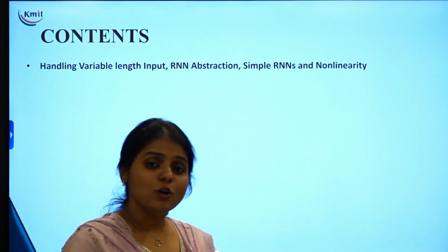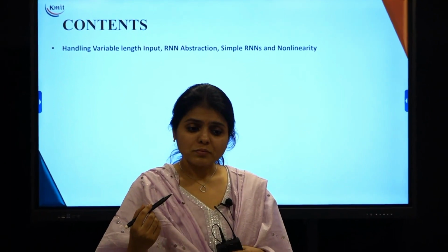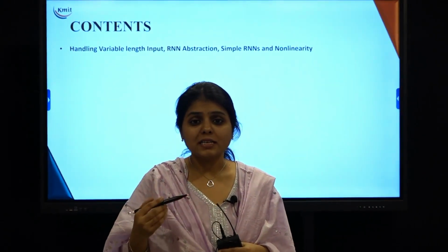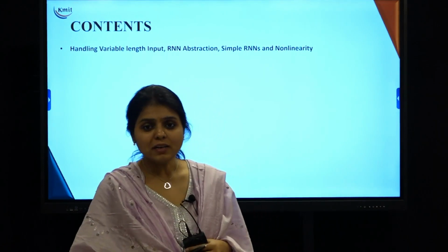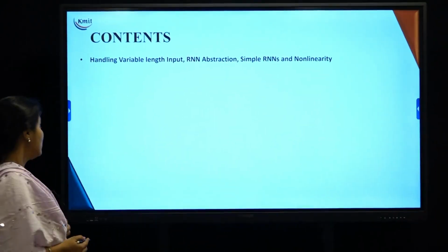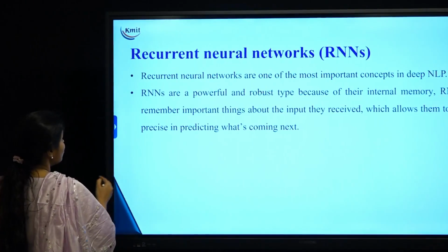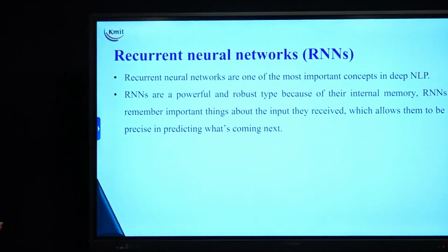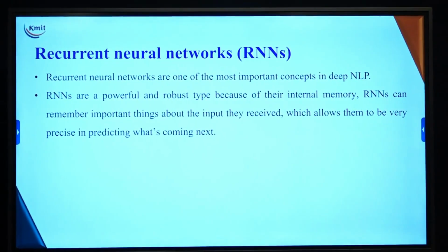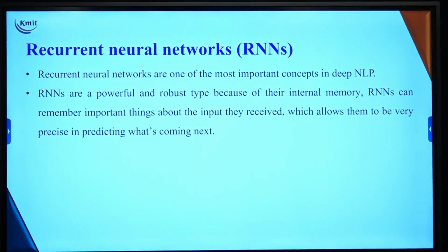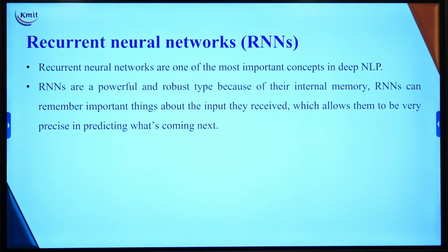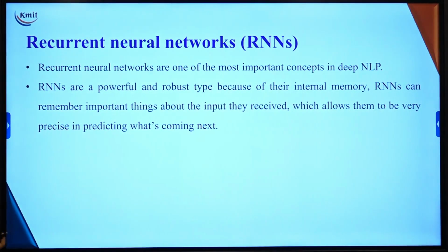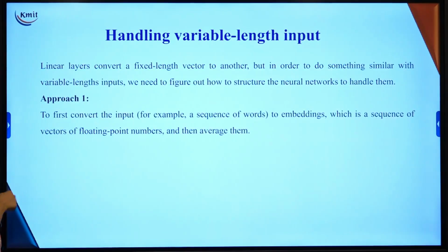We will also see what are the non-linearity problems that we encounter when we deal with simple RNN architectures. Now, starting with how RNNs work, first of all, we'll see what RNNs are. As we have seen, RNNs are one type of neural network which has internal memory, which can remember important things about what kind of input they receive and what is the previous word that has occurred in the state.